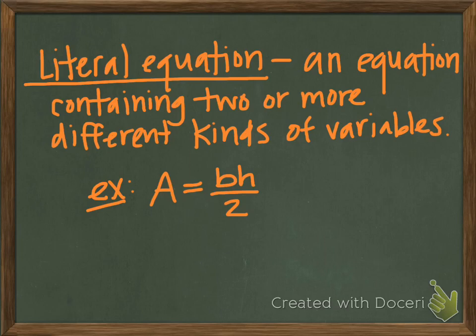An example of a literal equation is the formula for area of a triangle. A equals BH divided by 2, or area equals base times height divided by 2. Many times literal equations are formulas that you'll see in math and science. This particular formula is solved for A because A is by itself on one side of the equal sign. We say that it's solved for A in terms of B and H. The "in terms of" describes what's on the other side of the equal sign, which variables.